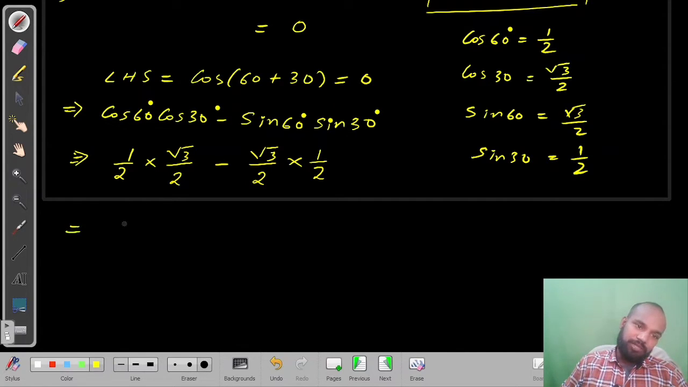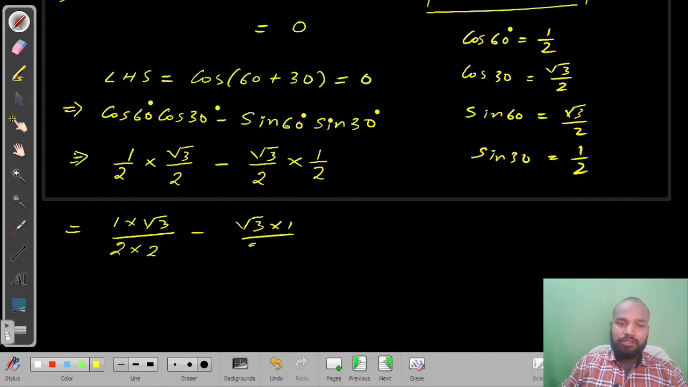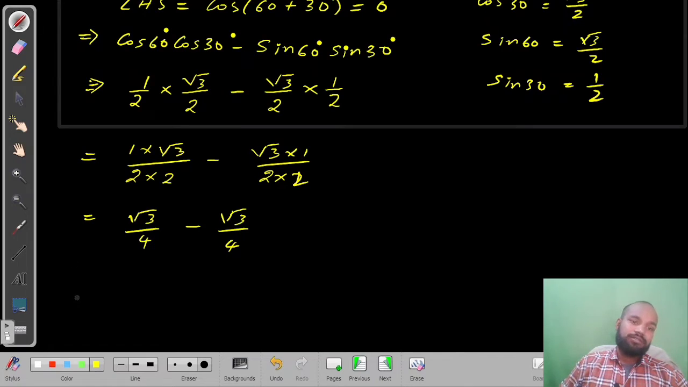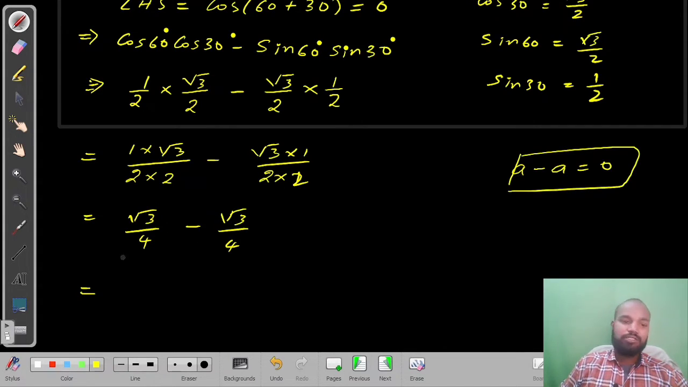So here just multiply 1 into root 3 by 2 into 2, minus root 3 into 1 by 2 into 2, that is equals root 3 by 4 minus root 3 by 4. Sorry, that is 2 into 2, right? Root 3 by 4. Root 3 by 4 minus root 3 by 4 is nothing but a minus a. A minus a equals 0. So here we got the value 0. This is our RHS, right hand side.